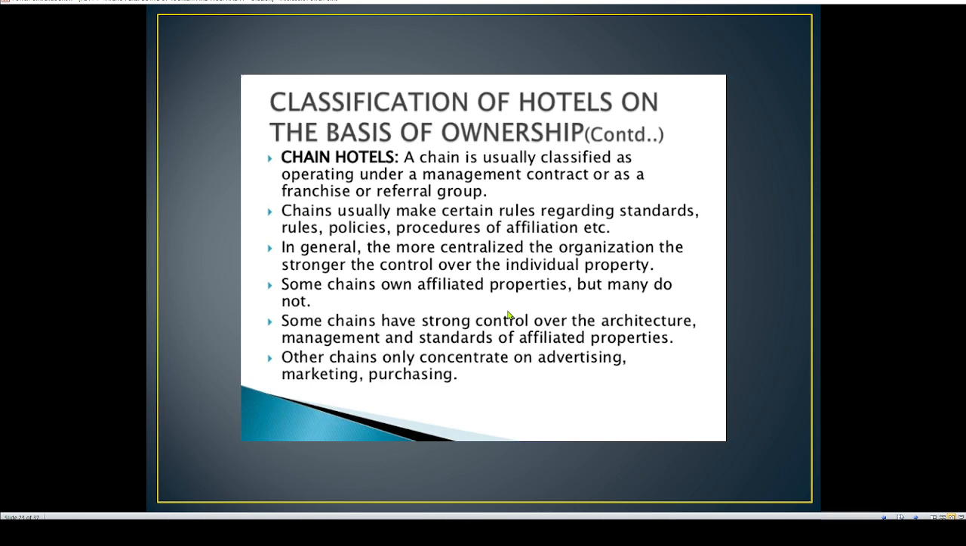So, a chain usually makes certain rules regarding standards, policies, and procedures of affiliation. Okay, in general, the more centralized the organization, the stronger the control over the individual property. Some chains own affiliated properties, but many do not. Some chains have strong control over the architecture, management, and standards of affiliated properties. Other chains only concentrate on advertising, marketing, or purchasing. It depends. There could be control over management, control over running campaigns, or control only over marketing. It depends, no? When we are talking about chains, they are connected to each other. Okay?